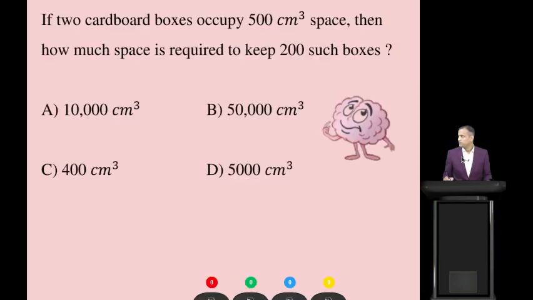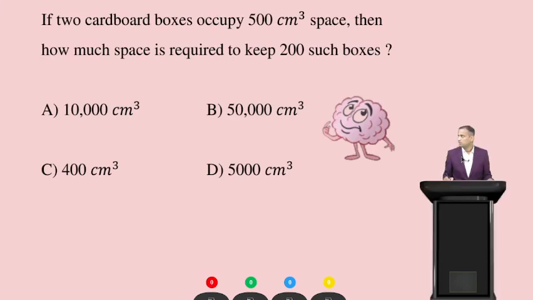If 2 cardboard boxes occupy 500 centimeter cube space, then how much space is required to keep 200 such boxes? And your time starts now. Solve this one. Is it direct or indirect proportion?